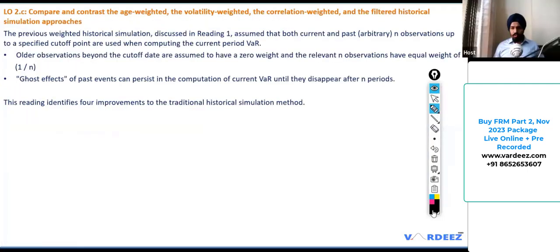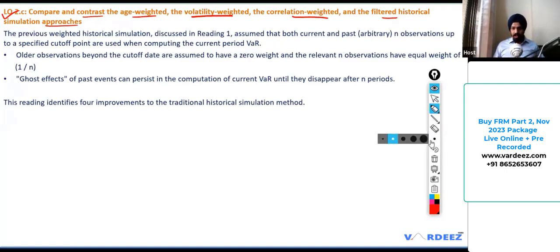So moving on to the next learning objective that we have, and that is compare and contrast the age weighted, volatility weighted, correlation weightage, and then the filtered historical simulation approach. So basically the variations that we can have on the historical simulation. Why do we need this?